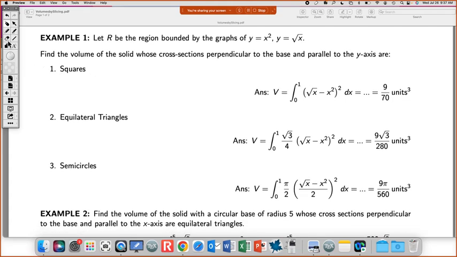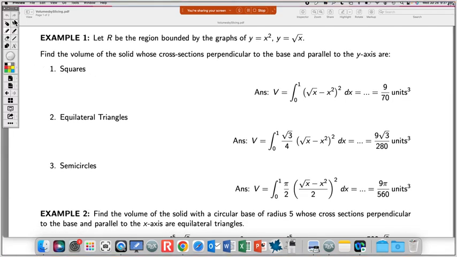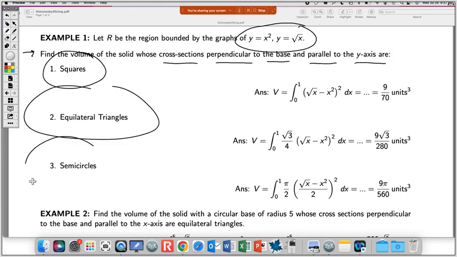So first example here, we've got this nice visual to help us. Let R be the region bounded by the graphs of y equals x squared and y equals root x. Find the volume of the solid whose cross sections perpendicular to the base and parallel to the y-axis are the following three shapes. So the first thing you always want to do in this scenario is you want to sketch the region, which hopefully after doing the area between curved sections, you're good at that. And once again, you've got Desmos to help you as well.